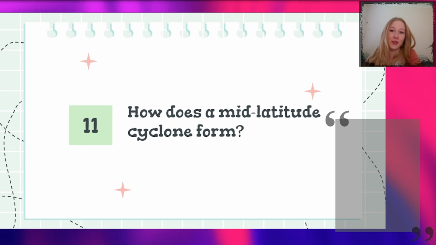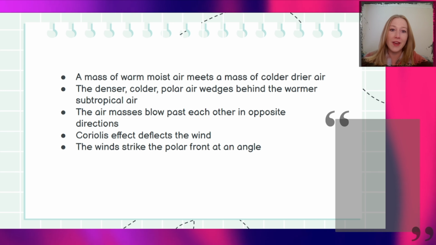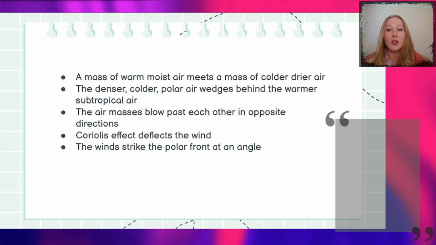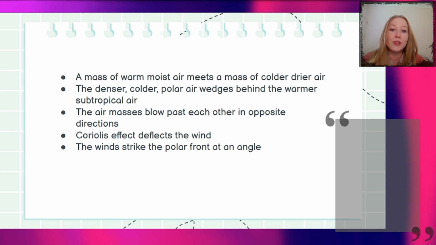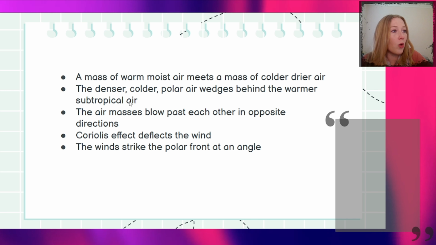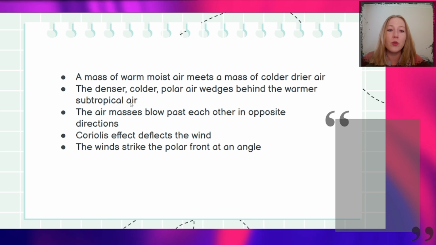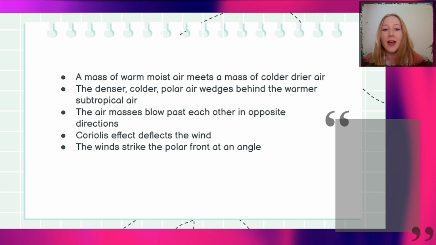How does a mid-latitude cyclone form? We have a mass of very warm, moist air that meets this colder, drier air. The cold, dense polar air will wedge behind the warm subtropical air and force that subtropical air to rise.